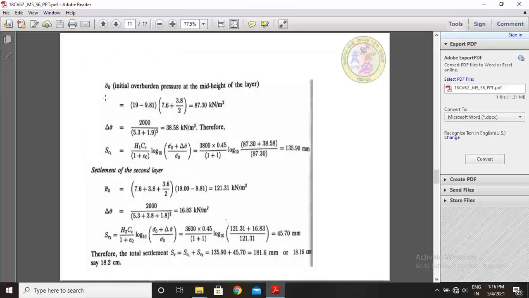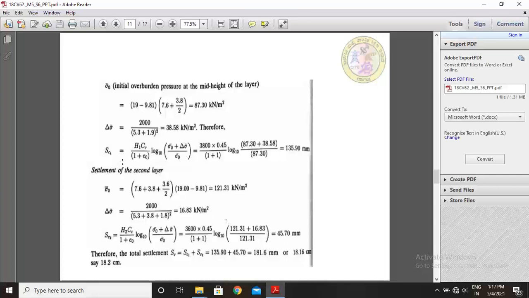Then overburden pressure. So based on the total stress, how to calculate? We know the relation: depth of the soil into density of the soil. So the same relation is here. Overburden pressure means depth into density of the soil. So the same concept we have used here. So initial overburden pressure at the mid height of the layer is 87.3 kilonewton per meter square. Then change in overburden pressure equal to 2000 divided by (5.3 plus 1.9) square. So that is 38.58 kilonewton per meter square.